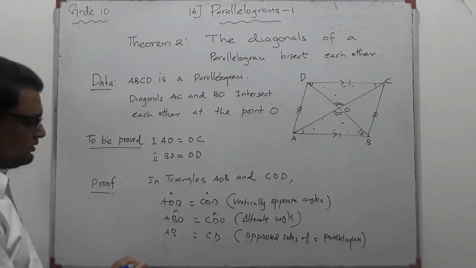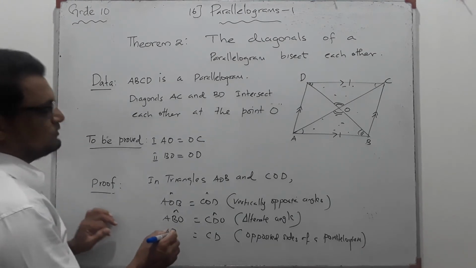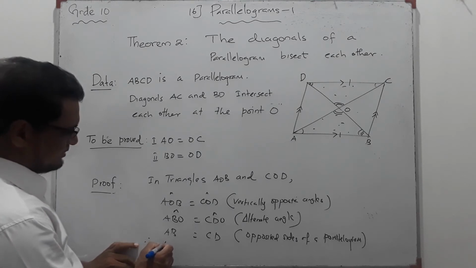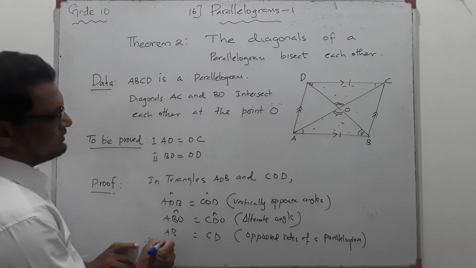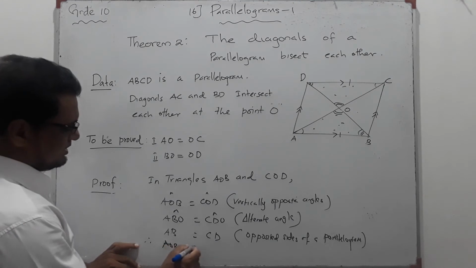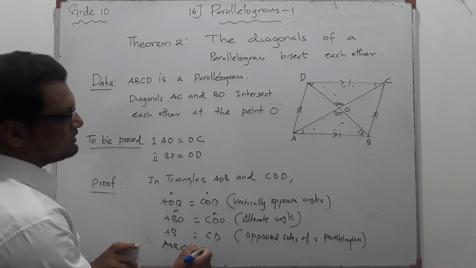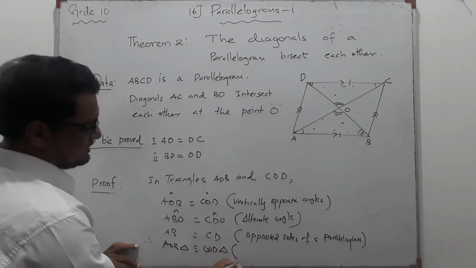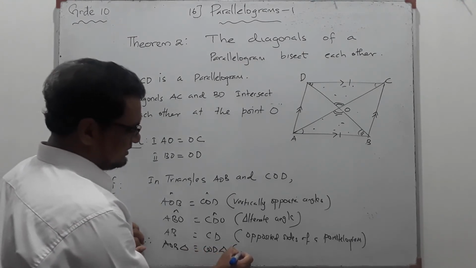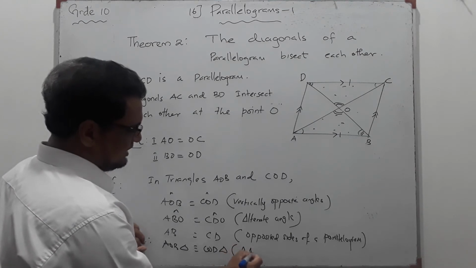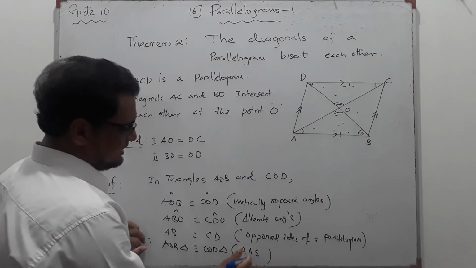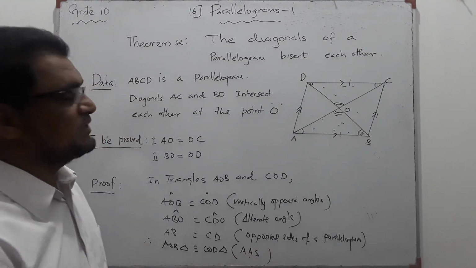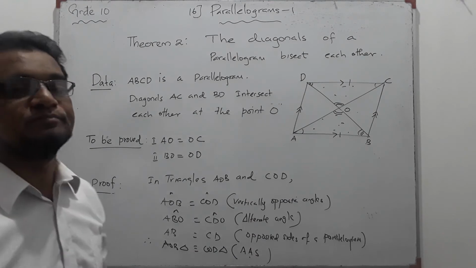So finally you can write the conclusion. Therefore, triangle AOB is congruent to triangle COD, by the AAS condition. Okay, this is the conclusion. Now write it down, all of you.